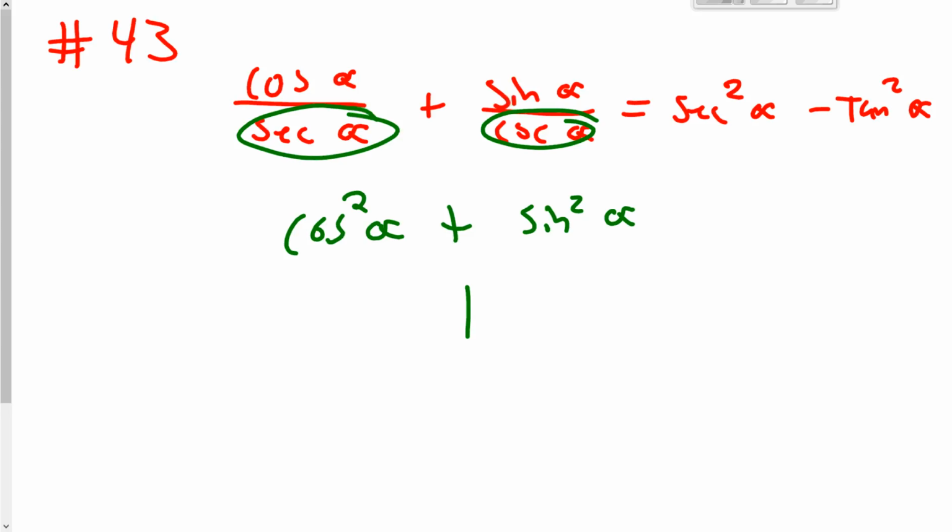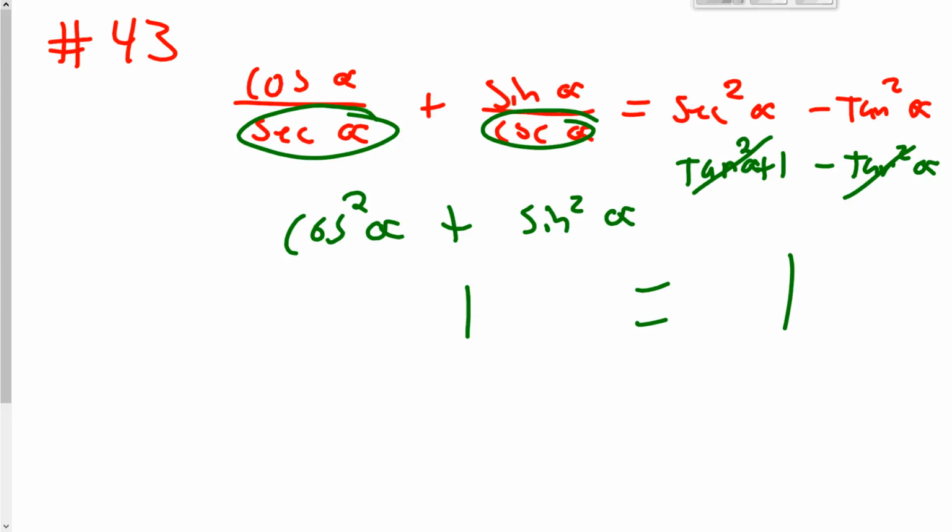So what I can do is maybe jump to the right side and try to get 1 out of this. And I know that secant squared is tangent squared plus 1, or tangent squared of alpha plus 1, sorry, and then minus tangent squared of alpha. So these tangents would cancel out, right? I can do that math. Tangent squared minus tangent squared is 0, so I get 1. So there we go, 1 equals 1.